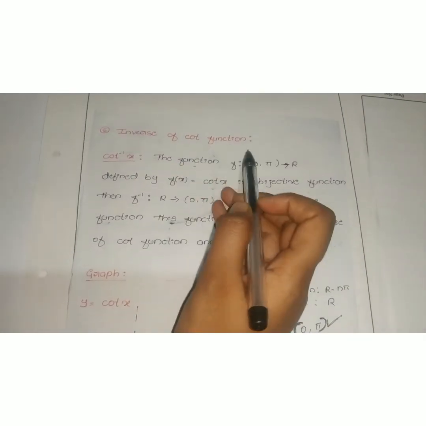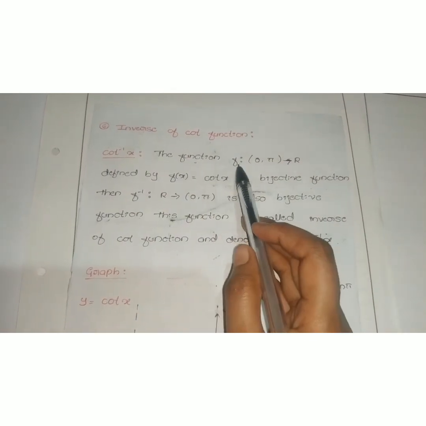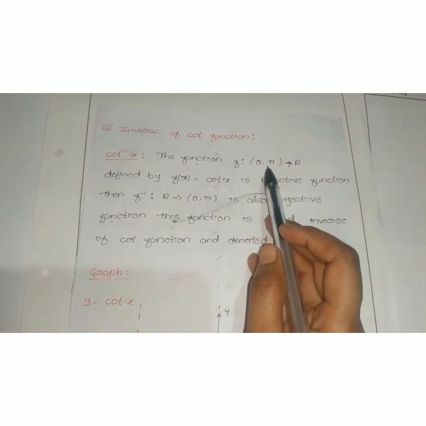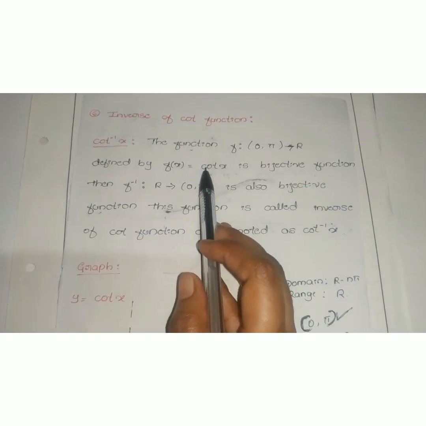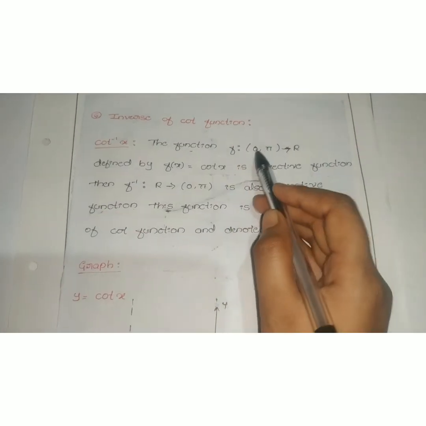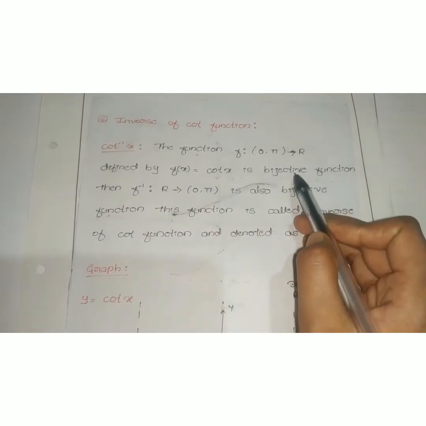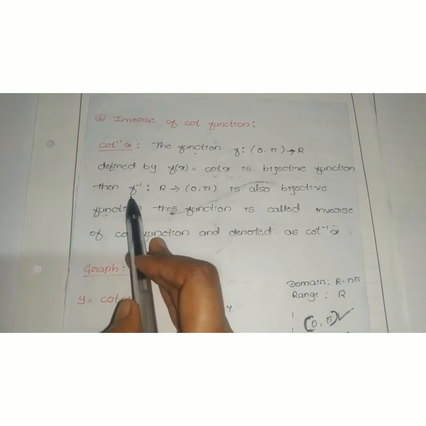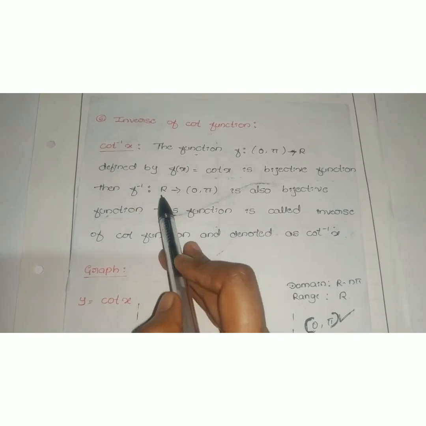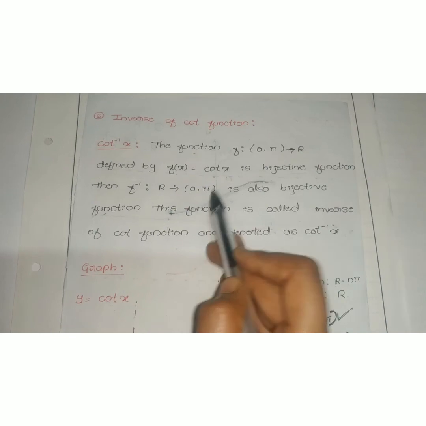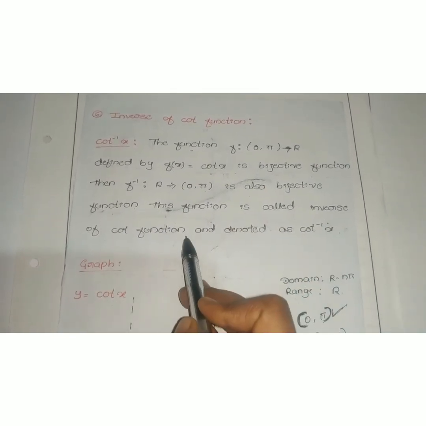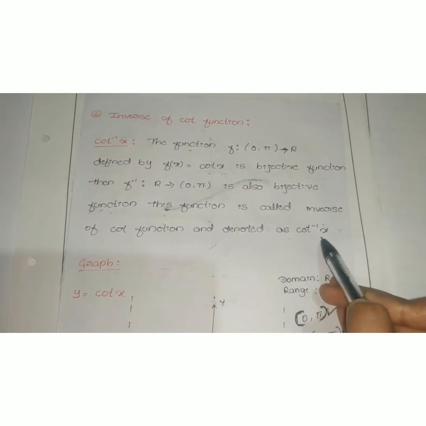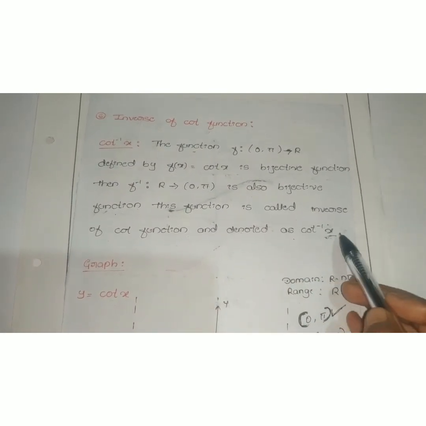And the definition of the cot inverse function: the inverse of the cot function, cot inverse x. The function f is a mapping from the open interval 0 to pi to all real numbers, defined by f of x equal to cot x, is a bijective function. In this domain and range, the cot function is a bijective function. Then f inverse is a mapping from all real numbers to the open interval 0 to pi and is also a bijective function. This function is called the inverse of the cot function and is denoted as cot inverse x. Here x means angle.